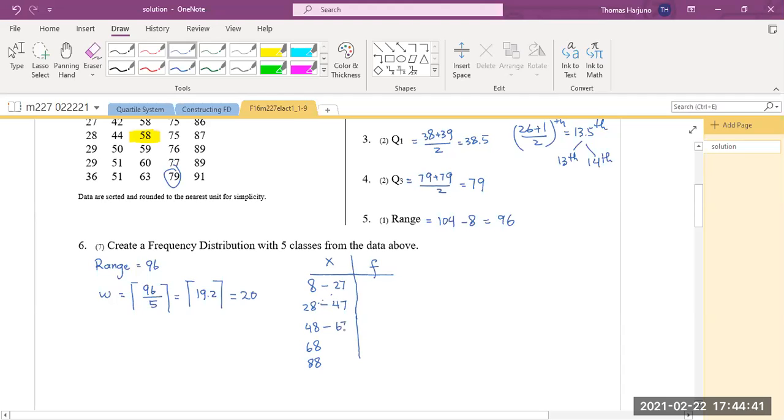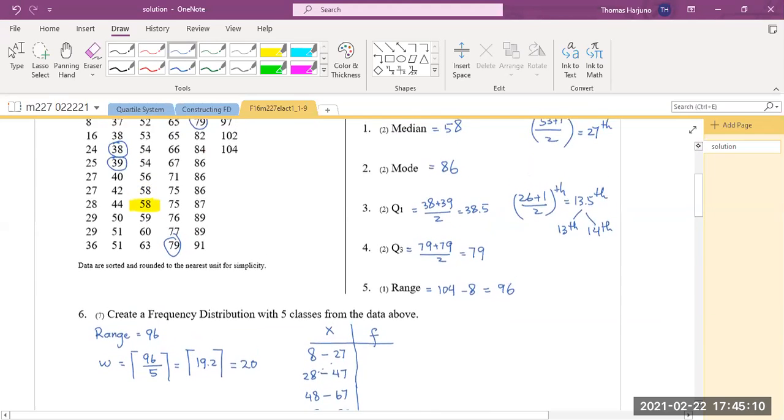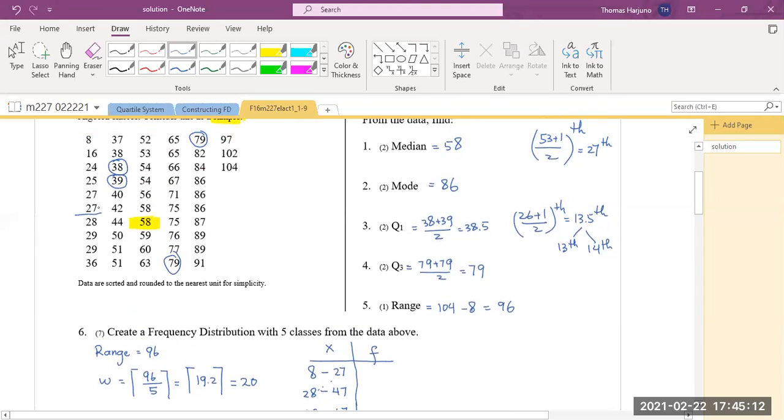Now you will see this phenomenon that for the upper class limit, you will also add the class width, add the class width, add the class width. Always like that. So I will add the class width 20, give me 87, add the class width 20, give me 107. Now I do the tally. 8 to 27, to 47, to 67, to 87. Okay, so these are the cutoffs.